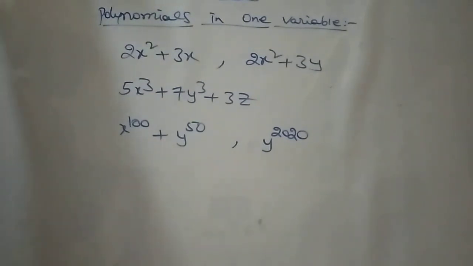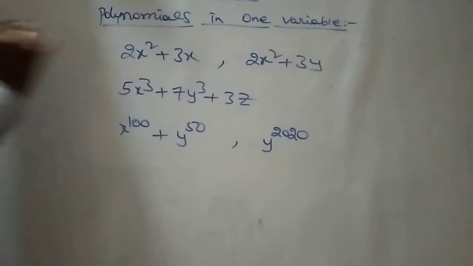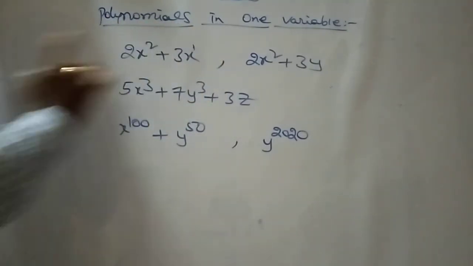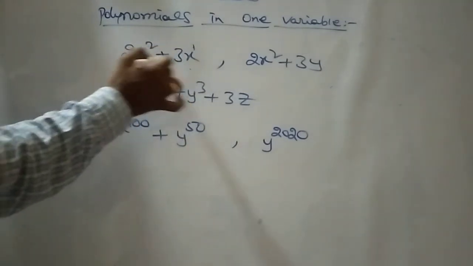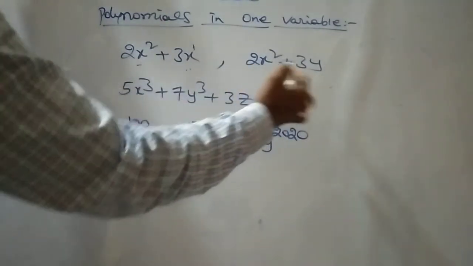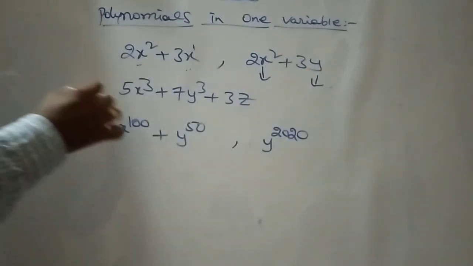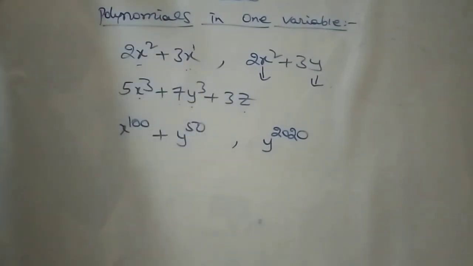In the first polynomial, first we check whether it is a polynomial or not. All the variables involved in the expression have positive or non-negative powers. x power 2 is positive, x power 1 is also positive, so it is a polynomial. All are polynomials only, you can check it once. First one, how many variables? Only one variable. Here x is a variable and y is also a variable. Next, x, y, z means it is a polynomial in 3 variables.